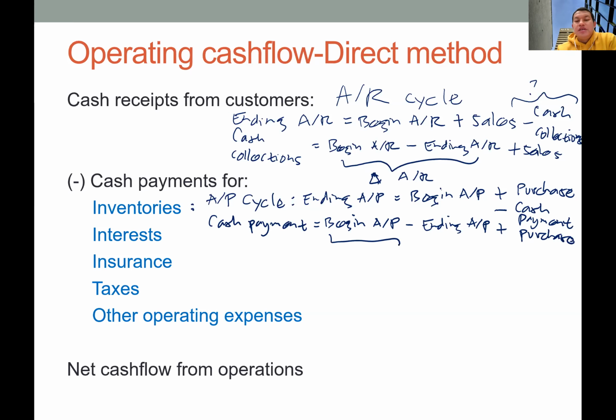This is basically the change in account payable. This is another logical way to calculate the cash payment for inventories. Again, you don't have to memorize the formula. Just get the logic, and then you can rearrange the formula.